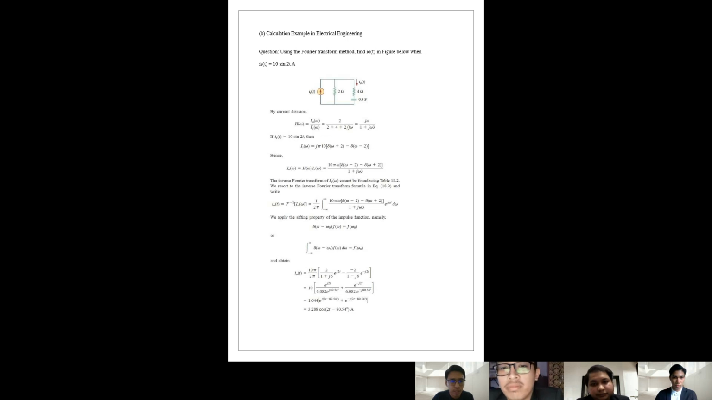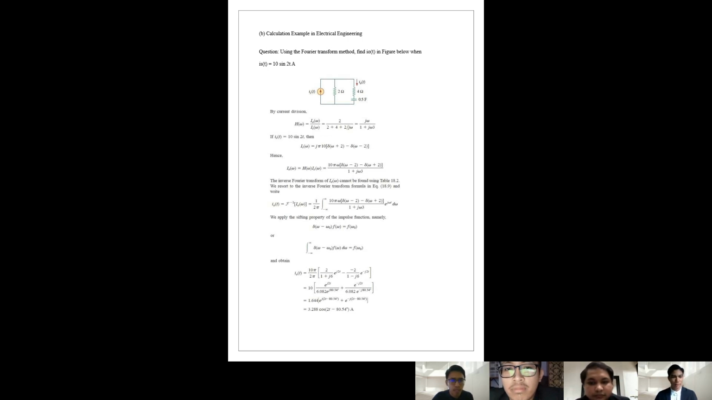Or we can use the integration from negative infinity to infinity of delta of omega minus omega_o times f of omega d omega, and we will get f of omega_o.